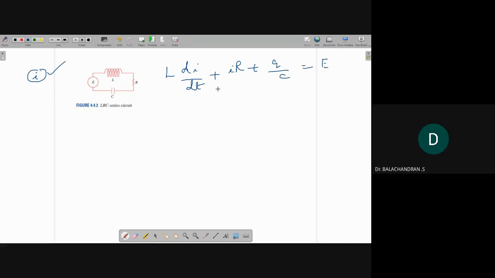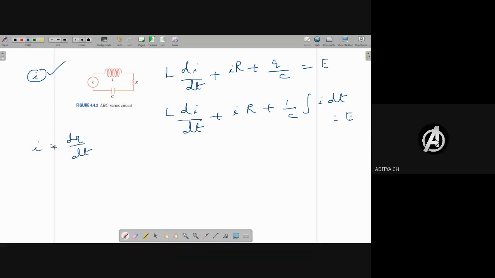Aditya? Yes, sir. Instead of Q, you can write in terms of I. How can you write it in terms of I? Is it correct, Aditya? Because we know that I equals dq by dt. So Q equals the integral of I dt.